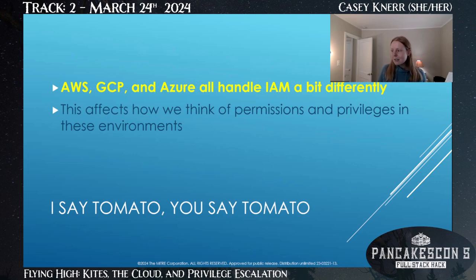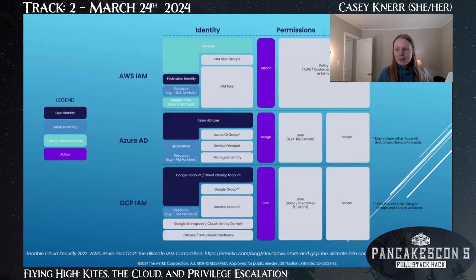So good to consider how we think about permissions based on how these cloud providers think about permissions. I find this chart really useful. This was from an article by Tenable Cloud Security that compares the IAM systems in AWS and Azure and GCP. It's a little bit complicated looking, but actually it has a lot of really good detail. I think the important structures first are the permissions and resources section.